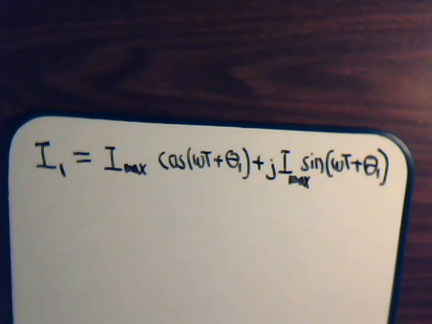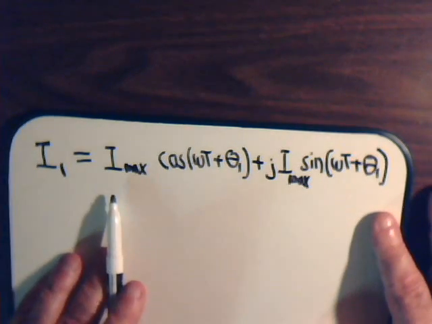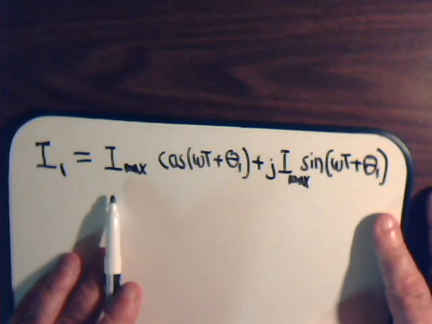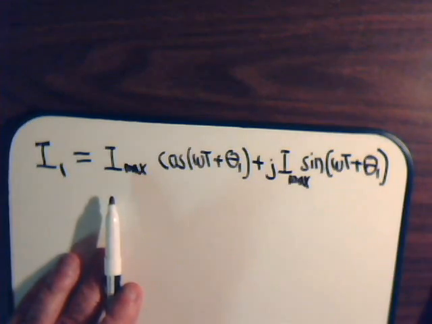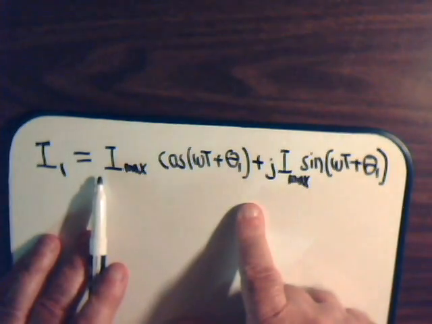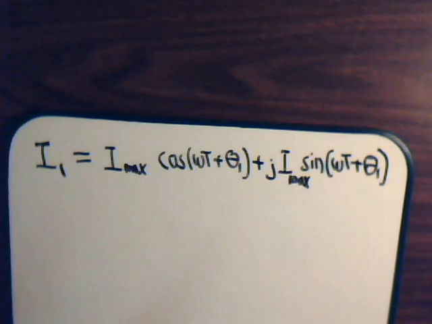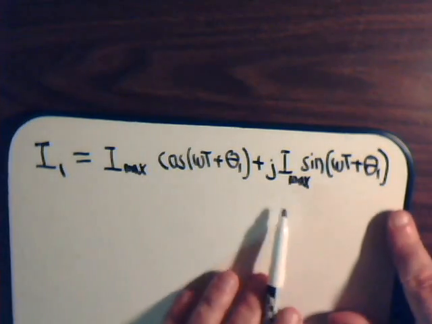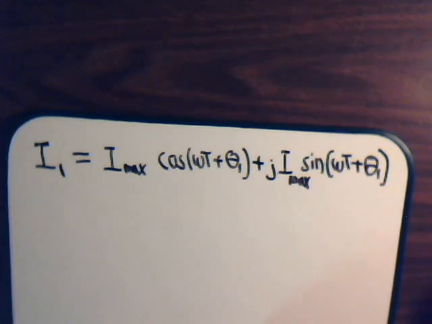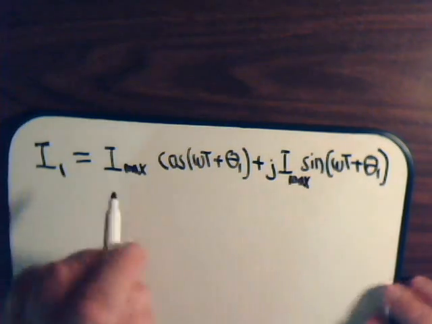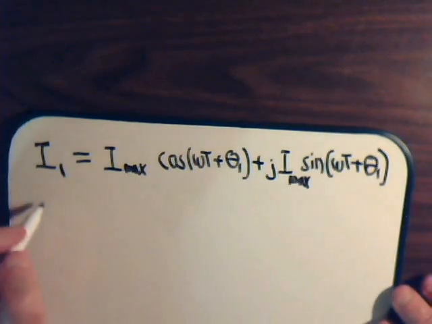Usually when we're talking about alternating current, when we talk about a sine wave or a cosine wave, we can treat it like this and later on say we're only interested in the real component of this, that is a cosine wave, or we're only interested in the imaginary component of this, that is a sine wave. We could do it either way. So we're going to write it in this longhand form for right now.